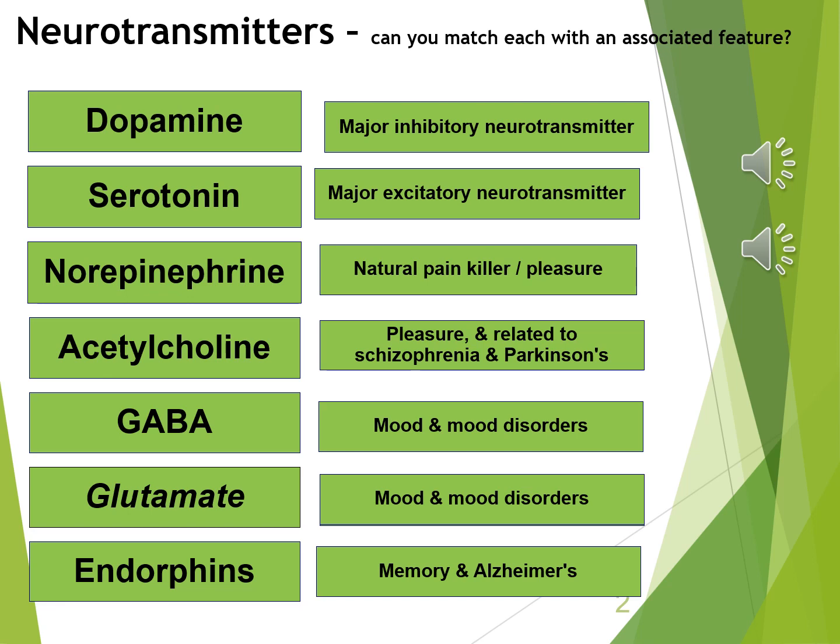So the major inhibitory neurotransmitter, that would be GABA, GABA. Next one, major excitatory neurotransmitter, that would be glutamate. Next one, the natural, or in other words, endogenous painkiller, that would be endorphins. For pleasure, or related to both schizophrenia and Parkinson's, that would be dopamine.